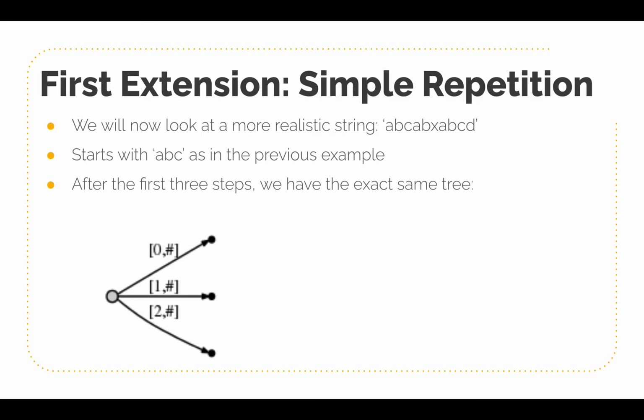Now, of course, this works so nicely only because our string doesn't contain any repetitions. We are now going to look at a more realistic string, which you can see is ABC, ABX, ABCD. It starts with ABC as in the previous example, and then AB is repeated, followed by X, and then ABC is repeated, followed by D. After the first three steps, you can see we have the exact same tree from the previous example. So we will move on to position 4.